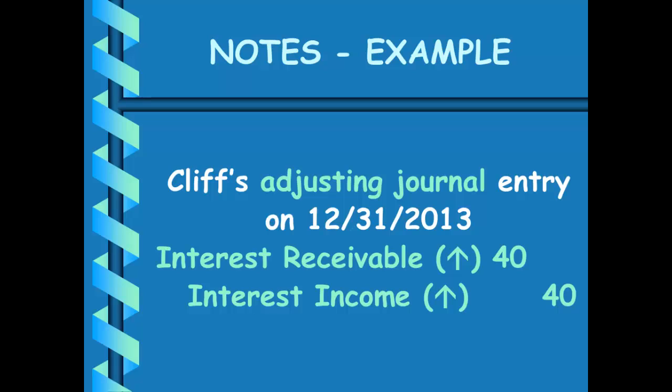Now let's think about the closing entries. Interest receivable, will we close that out? No. So it still has that balance on my books. Interest income, will I close that one out? Yes. So that's gone. That's closed out. It doesn't carry its balance forward to the next period then.